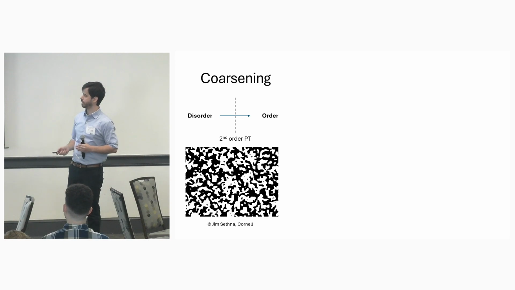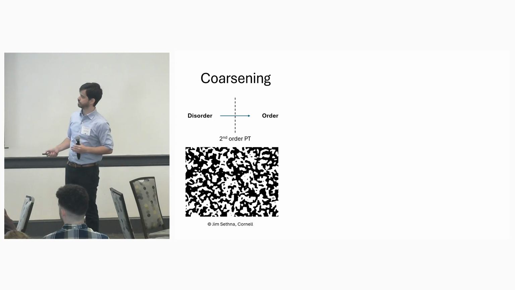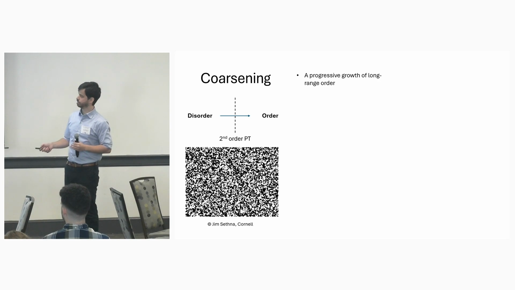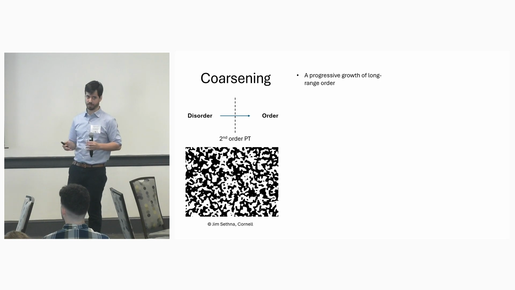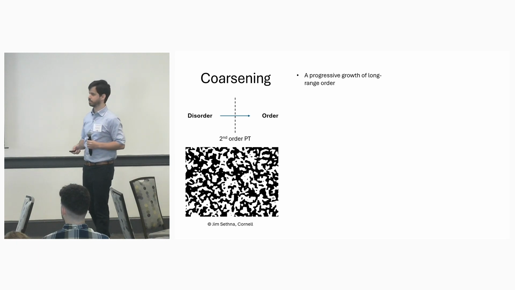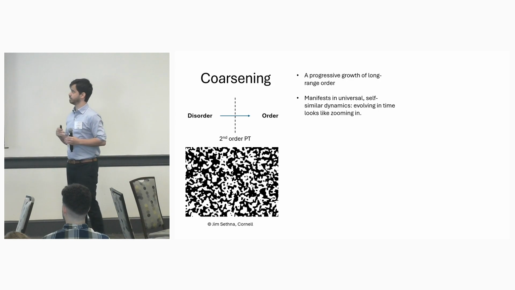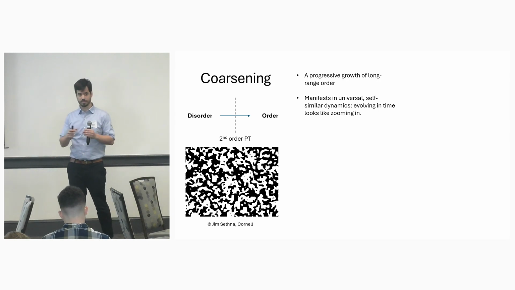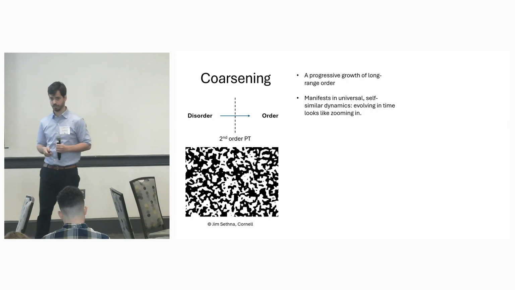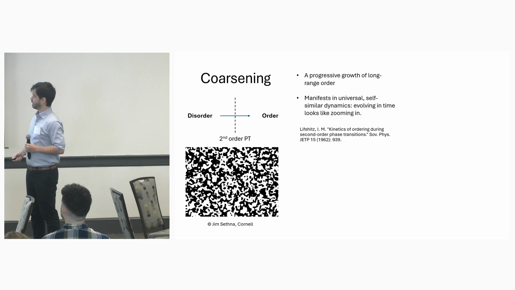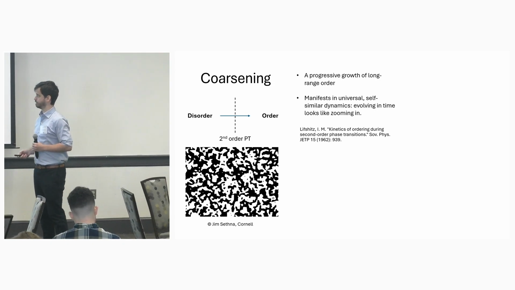And this process kind of looks like, so this should be some animation. All right. So what you're seeing here, if you manage to catch it, is that you start off with very small domains. And then these domains start growing and growing. And this is the coarsening aspect of this type of physics. So you get this progressive growth of long-range order. And it manifests in these universal self-similar dynamics. So evolving in time looks like zooming in. That's what this self-similarity means. And this was first realized by Lifshitz in his important work from 1962.